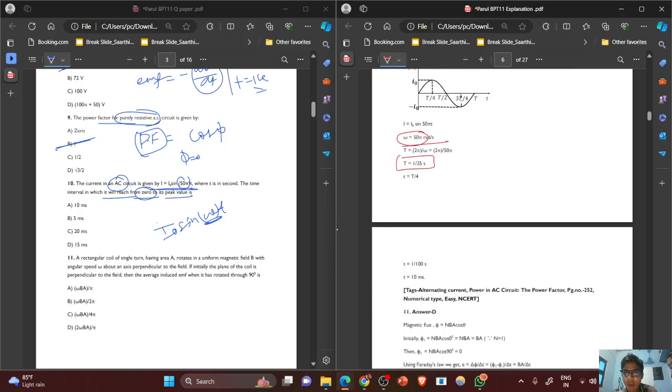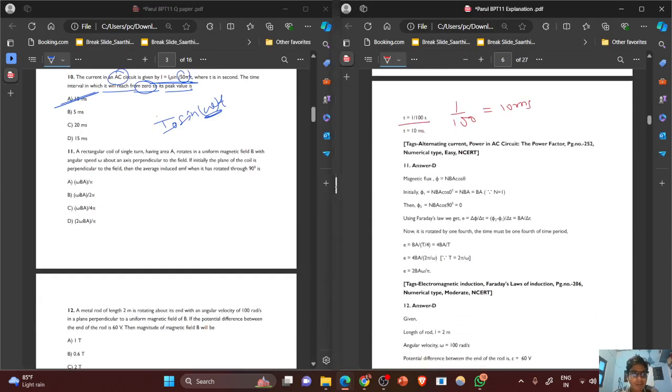So you can calculate from here as t equals T by 4. Your T will come out to be 1 by 25, so small t will be 1 by 100. You have to write it in terms of the options, that is in milliseconds. So 1 by 100 seconds converted into milliseconds comes out to be 10 milliseconds. So option number A is your correct answer.